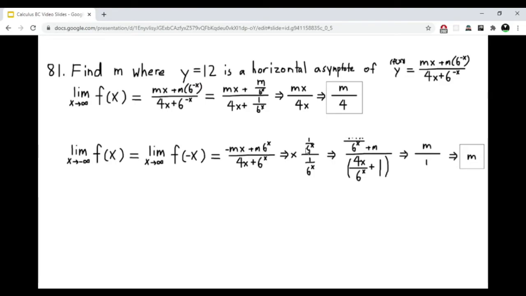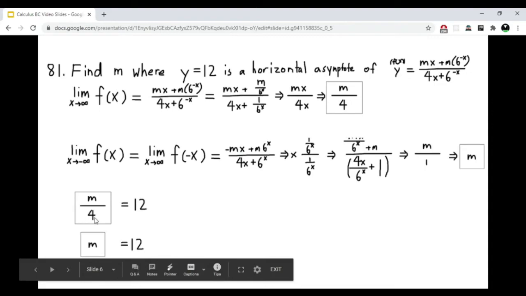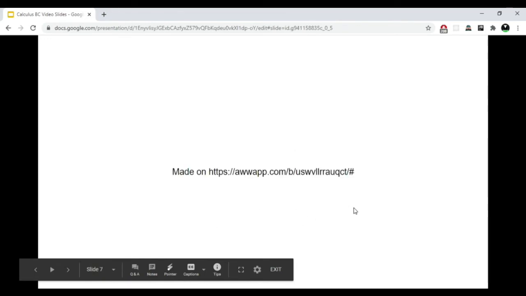So we're going to divide both sides by 6 to the power of x, and that will give us m and more insignificant fractions. M over 1 is equal to m, so with that in mind, we're going to plug in 12 as the asymptote, and since m divided by 4 is equal to 12, and m is equal to 12, that means that m could equal 12 or 48. And that is all.